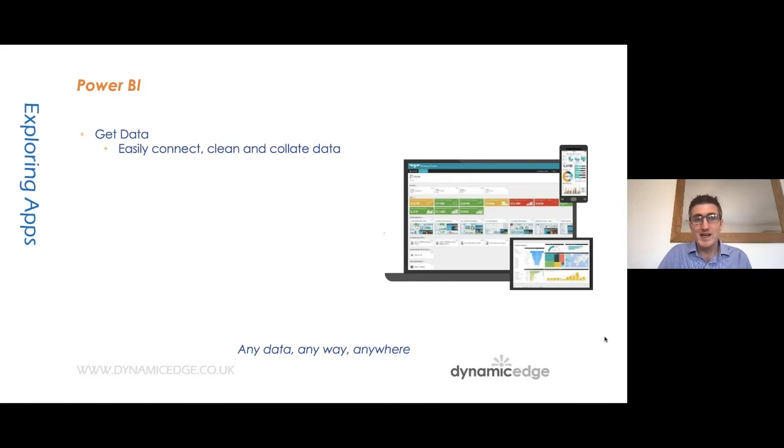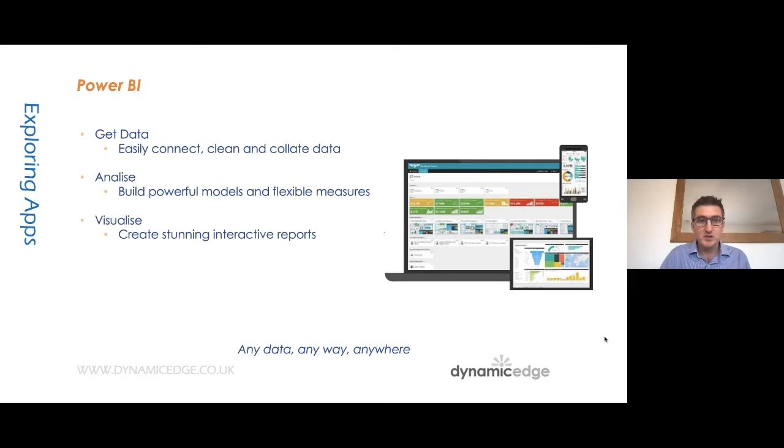So with Power BI, we can get data, easily connect, clean and collate data. We can analyze that data. We can build powerful models and flexible measures around the data that we have. We can visualize, we can create stunning interactive reports. Really, really important, this part of it as well, because when we bring these reports out, we want them to be clear and nice and easy to understand. Certainly if we're doing a presentation or we're sending some information to a senior executive, we want it to be clear. So using Power BI, and as you can see from the example on the right hand side here, we can use our data and produce these reports. And we can publish them, share insights with others. I just mentioned that in the previous slide.